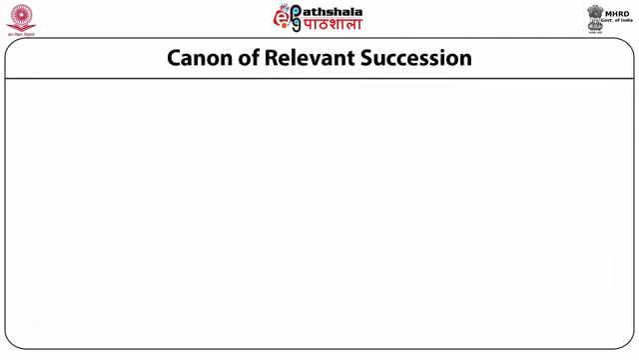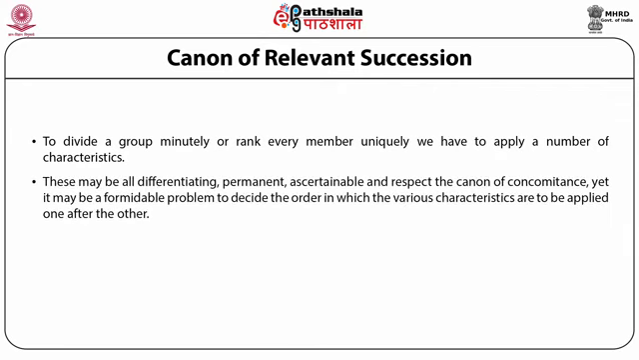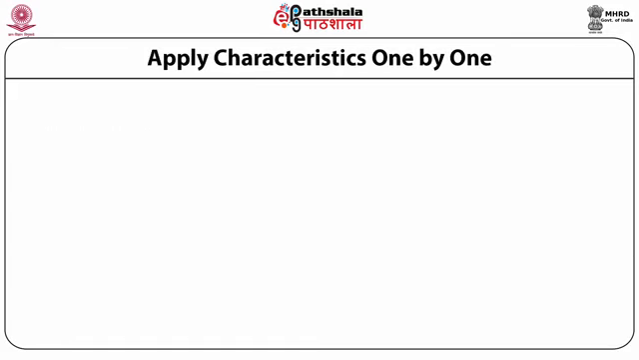Canon of relevant succession. To divide a group minutely or rank every member uniquely, we have to apply a number of characteristics as told you earlier. These may be all differentiating, all permanent, ascertainable, and respect the canon of concomitance. Yet it may be a formidable problem to decide the order in which the various characteristics are to be applied one after the other. Apply characteristics one by one.